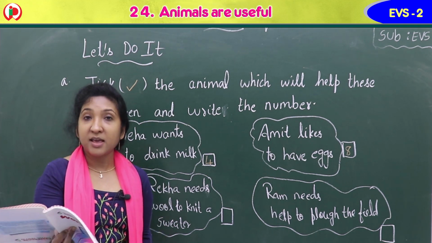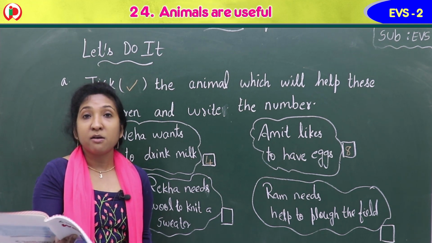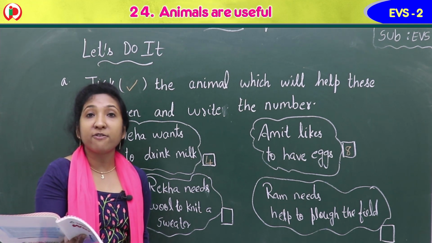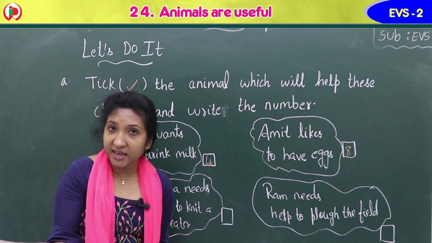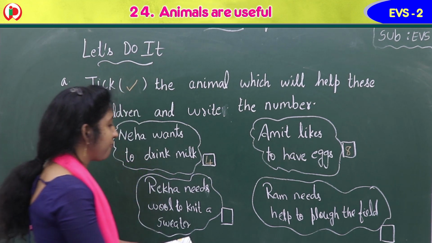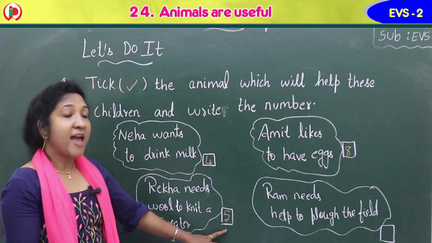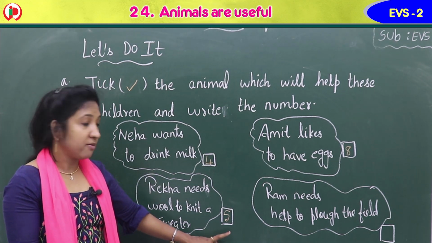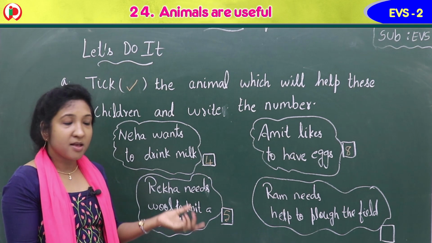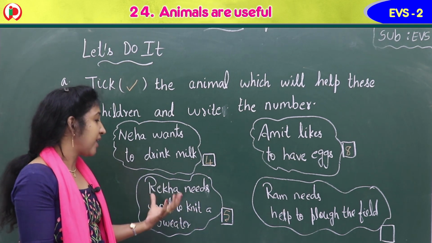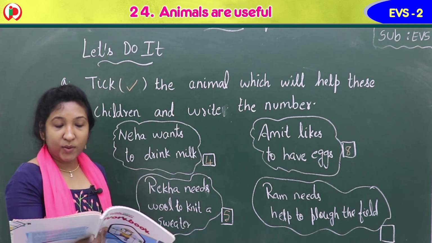Find out. Yes, number 5 is image of a sheep. Yes, so you can write number 5 here. Yes, so number 5 animal which is that wool. That animal gives us wool, so this helps Rekha to knit a sweater.